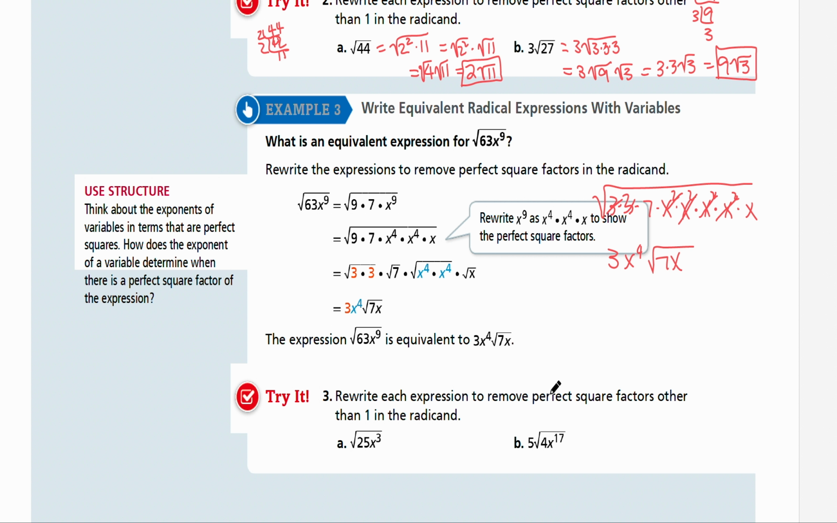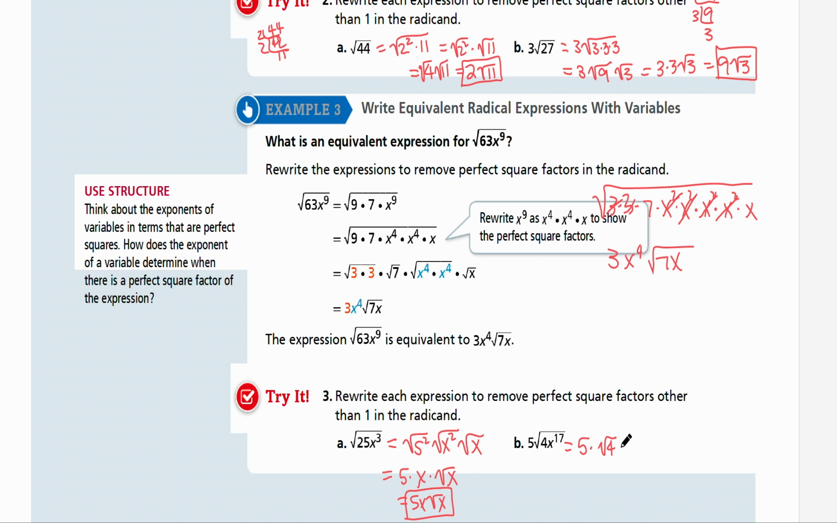Okay, are you ready? So 25 is a perfect square, right? So then you already know that it's going to be 5 squared times x squared times x, right? So then you can have 5 times x times root x. So then it's just 5x root x. Okay, part B. 5 is already outside, so 5 is here.